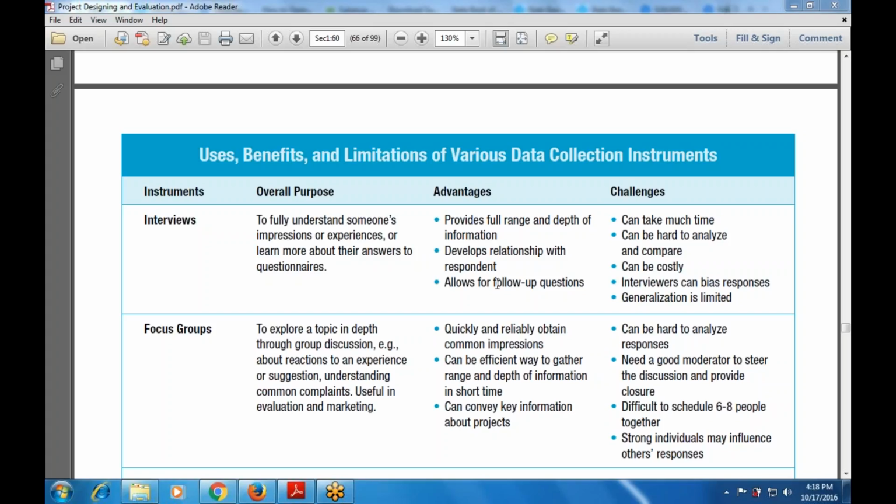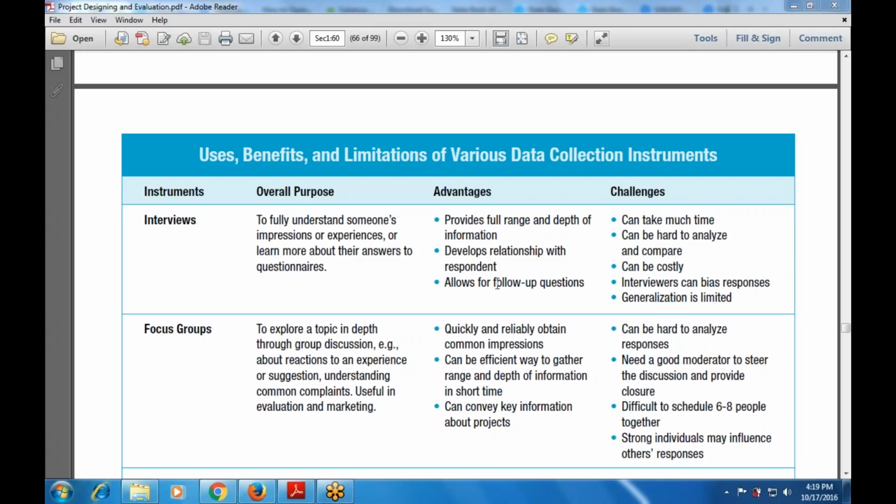When we talk about exploring a topic in depth, it means a topic that is discussed in a group through group discussion. That means there are various persons available in the group, that is a GD. It is useful for common complaints, and also useful in evaluation and marketing, whatever the marketing people carry out. So this is used for group discussion.